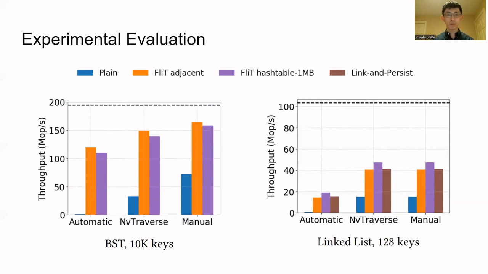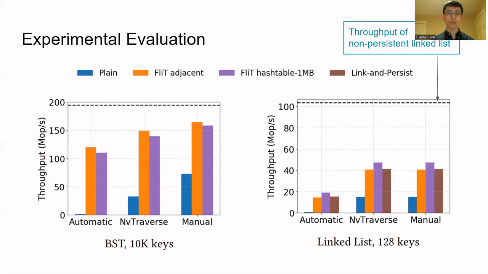So the results for a binary search tree are shown on the left, and the results for a linked list are shown on the right. The dotted line at the top represents the throughput of the non-persistent version of each data structure, which does not perform any flushes or fences. Note that link-and-persist does not show up in the binary search tree graph, and this is because Natarajan and Mittal's binary search tree makes use of the 2 lower bits of each pointer, so they are not available to be used by link-and-persist.